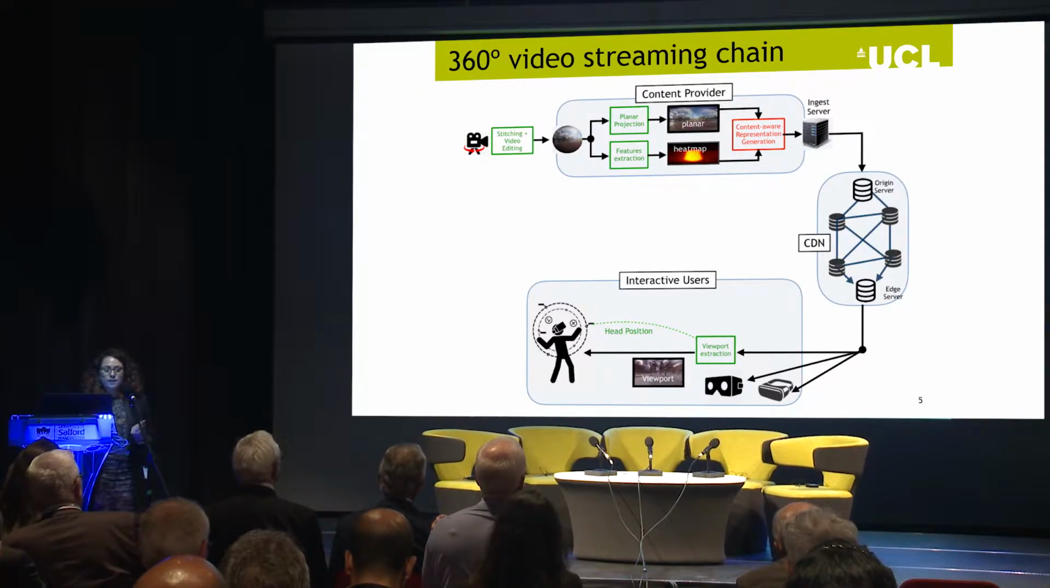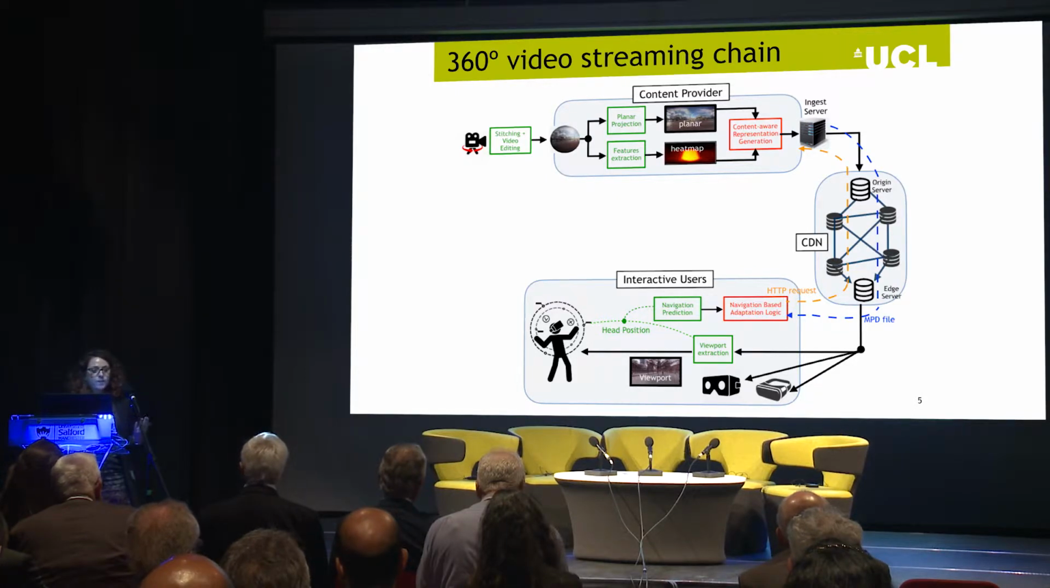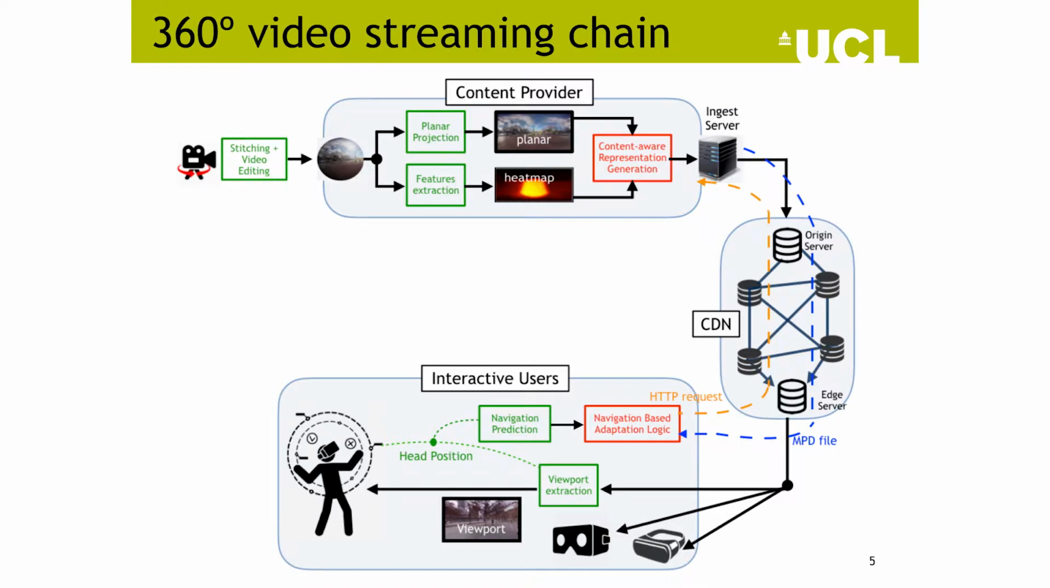At the same time, at the user side, we have a new part that is the viewport extraction, because the user downloads the entire video, but obviously it has to display only a small portion that depends on his position on the sphere. Nowadays, adaptive streaming over HTTP is very popular. But here we have a new degree of freedom, again the position inside the sphere. So a navigation-based adaptive logic has to be developed to figure out the best representation to download based on the user position inside the sphere and on the available bandwidth.